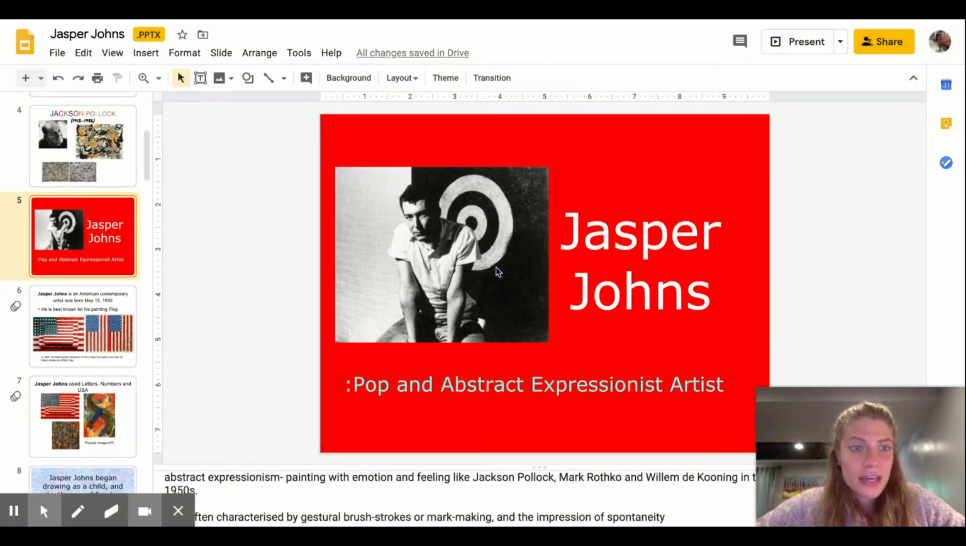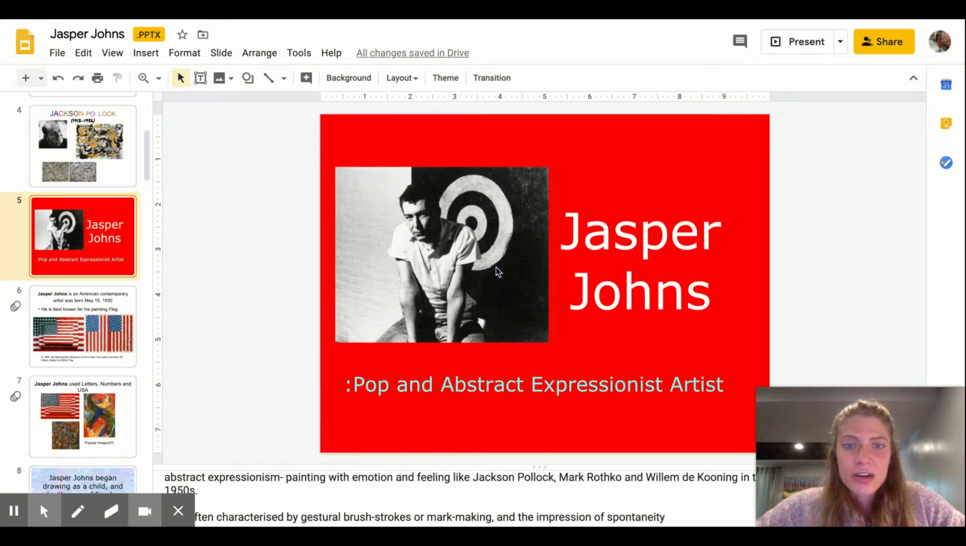art. And a lot of people at the time of pop art didn't like this because they said, you can't just take anything and make it into art. And the pop artists pretty much said, well, yes, you can. So let's look at what Jasper Johns' themed pop art was, okay?